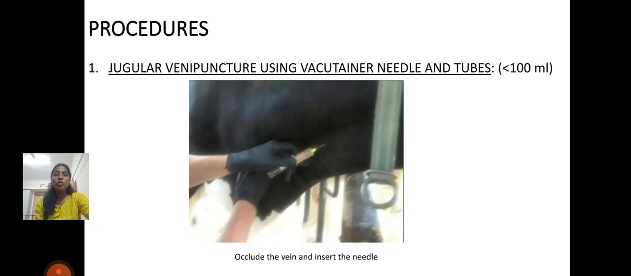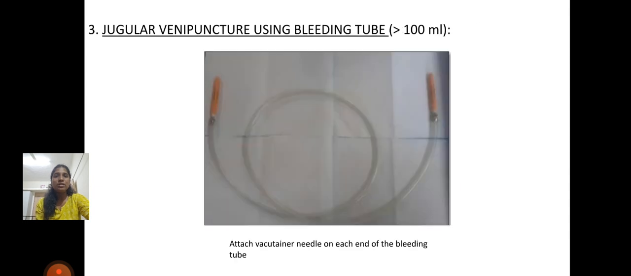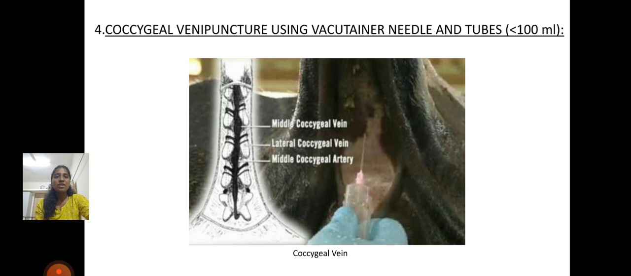There are mainly 4 procedures for collection of blood. Jugular venipuncture using VACUTAINER needle and tubes. Jugular venipuncture using syringe and needle. Jugular venipuncture using bleeding tubes. Coccygeal venipuncture using VACUTAINER needle and tubes.